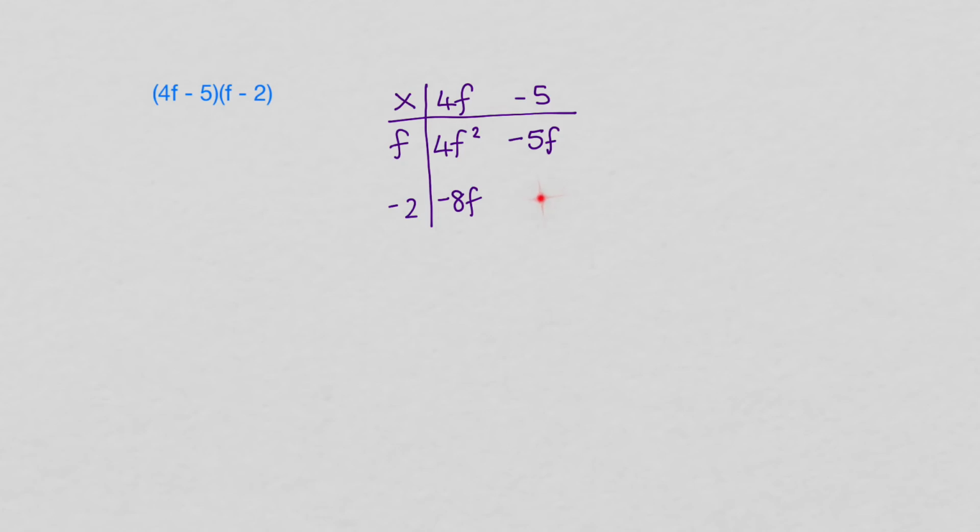And then the last space here, we've got negative 5 times negative 2. So 5 times 2 is 10. And then we've got a negative times a negative. Now those signs do match, so that means that answer's positive, so we don't need to put anything in front of that. Okay, when we look at combining these two terms, so collecting like terms, that'll take us to our answer. So we've got 4f squared to start with. Then we've got a minus 5f and a minus 8f. So altogether, we've got minus 13f. And we've got a positive 10 on the end.